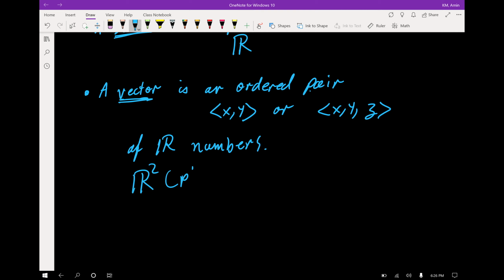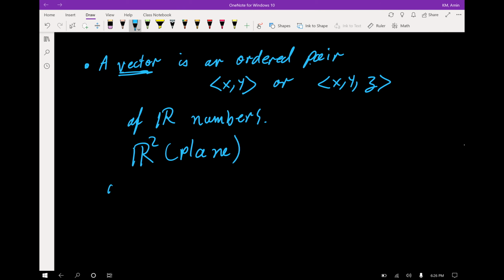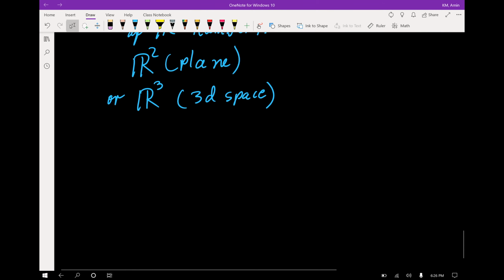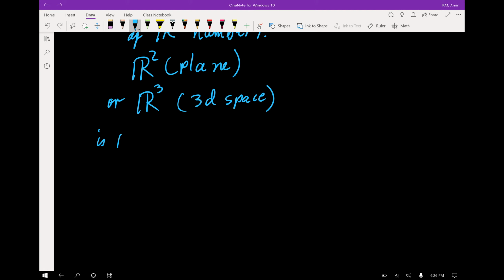This is what we call a plane, so it's two-dimensional, or this one is in 3D space. It is the set of all such pairs or triples.